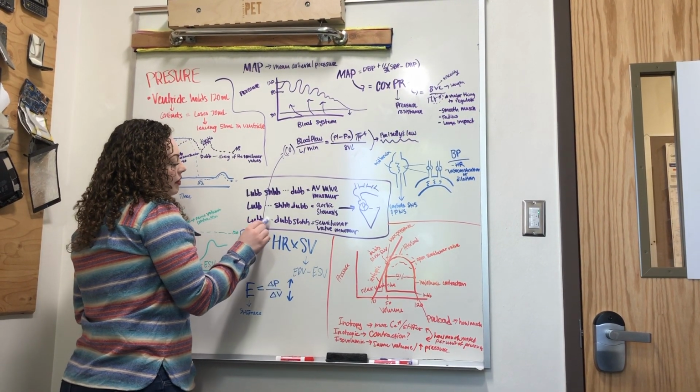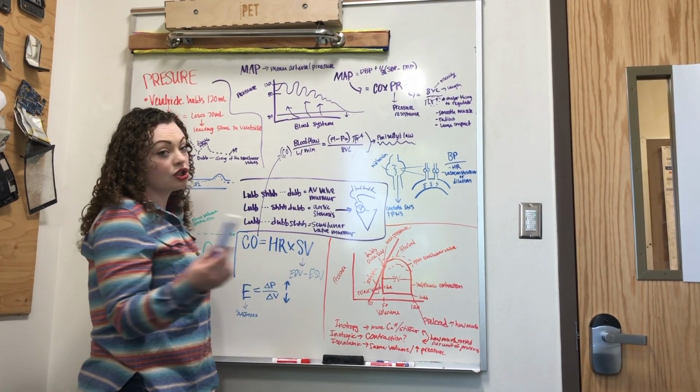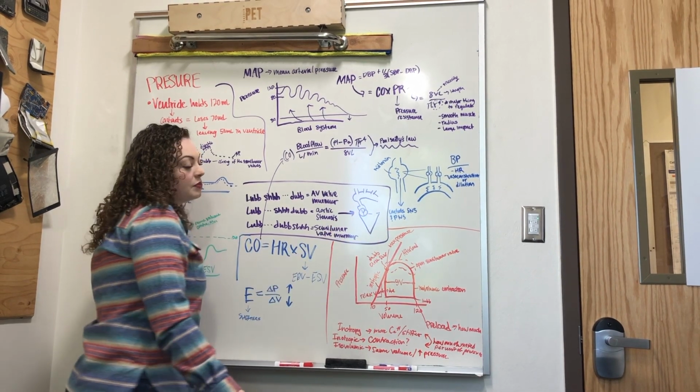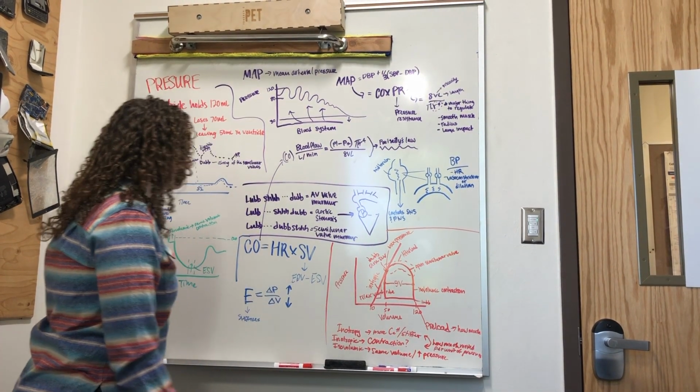Okay, then we have lub, dub, and then shush after. That indicates that something's wrong with this actual valve, the semilunar aortic valve.